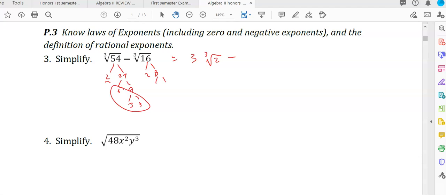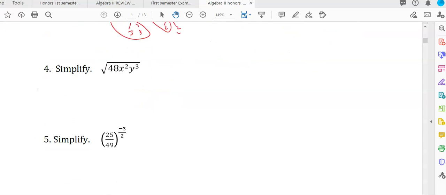So that's going to be equal to 3 cube root of 2's minus 2 times 8, 2 times 4, 2 times 2. Got a group of 3 2's with a 2 left over, so this is going to be 2 times cube root of 2. 3 times cube root of 2 minus 2 times cube root of 2 is 1 cube root of 2.